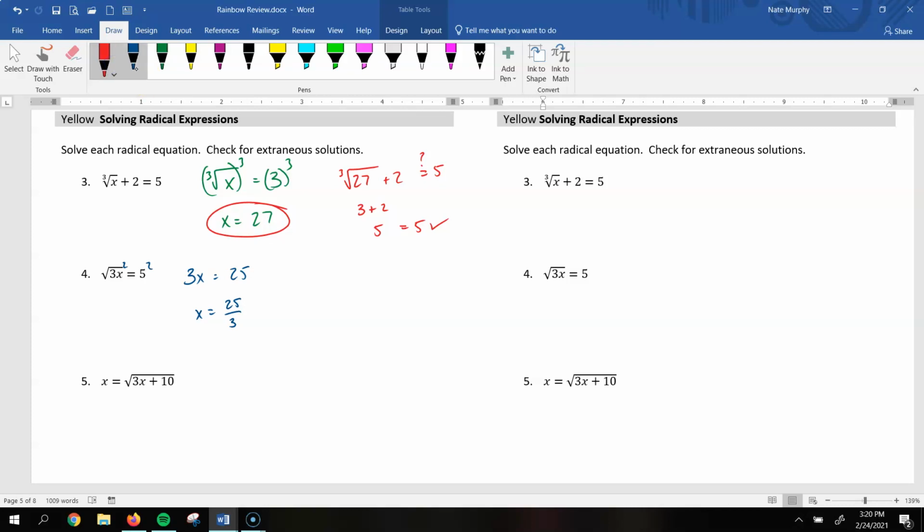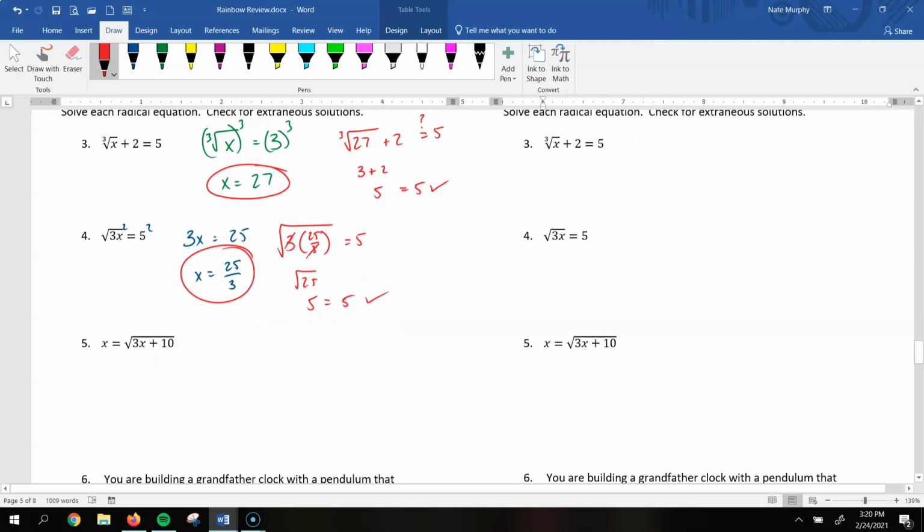So if I put 25 over 3 in for x, I would have the square root of 3 times 25 over 3. I want to see, does that equal 5? Well, these 3's would cancel out, leaving us with the square root of 25. Let me just write that. So the square root of 25, which sure enough is 5. So that checks out. So that means that 25 thirds is a solution for x.